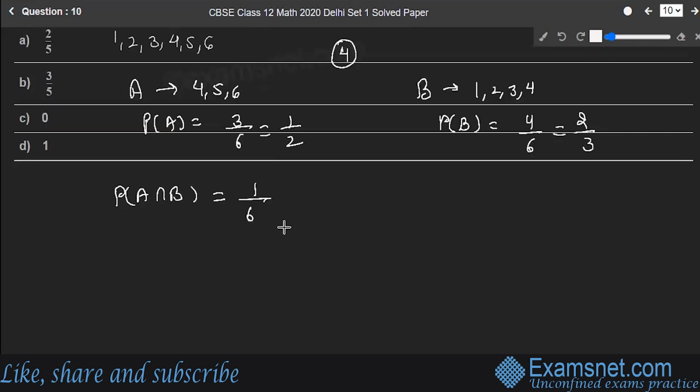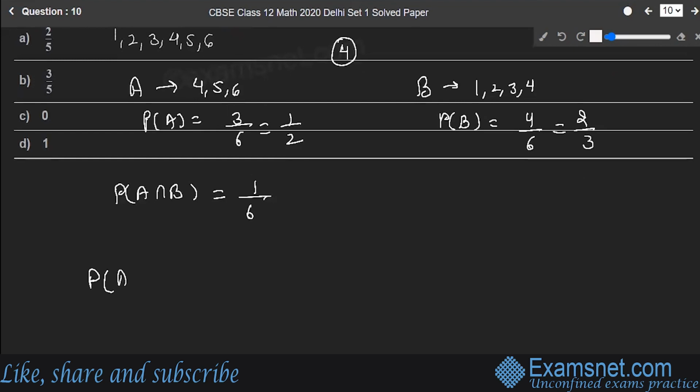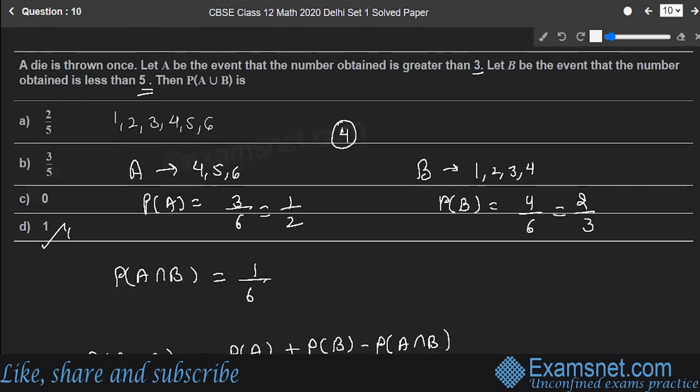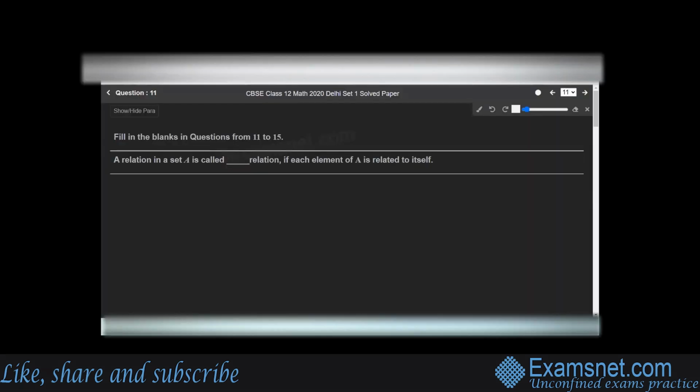Okay. You have to find out probability A union B. This is equal to probability A plus probability B minus probability A intersection B. This is equal to 3 by 6 plus 4 by 6 minus 1 by 6, which will be 7 minus 1 upon 6. That will be 1. So you got your answer. Option D is the correct answer. Hope you understood that. Let's move to the next question.